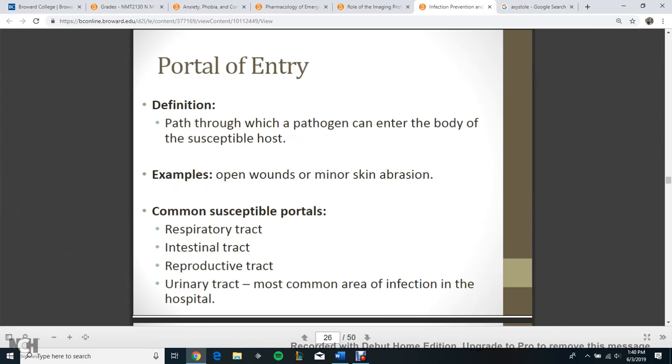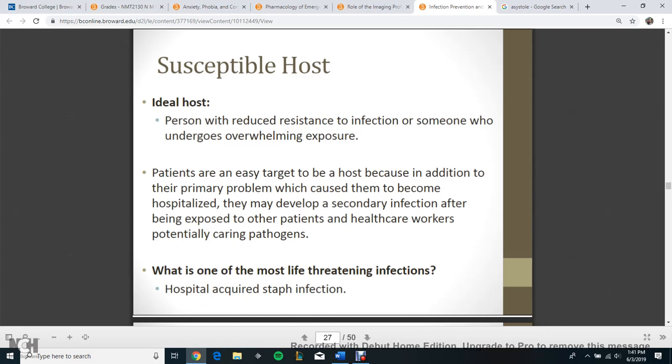Portal of entry. The definition is the path through which a pathogen can enter the body of the susceptible host. Examples would be open wounds or minor skin abrasion. Common susceptible portals are the respiratory tract, the intestinal tract, reproductive tract, and urinary tract. The urinary tract is the most common area of infection in the hospital.